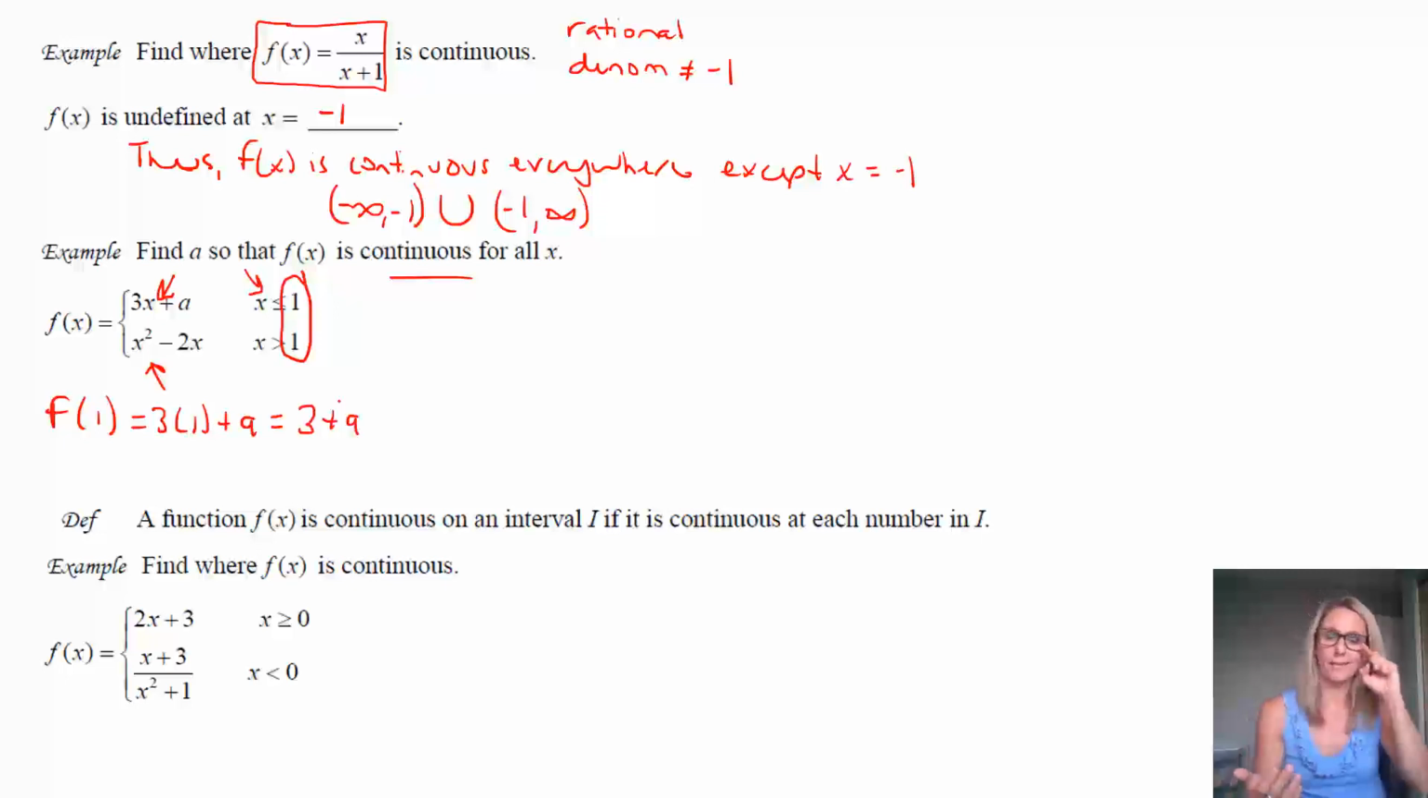Okay, so the big thing here is we've got to figure out what a is so that this quadratic can meet up with this line and we have continuity. So we have 3 plus a. Now let's look at the limit on either side.